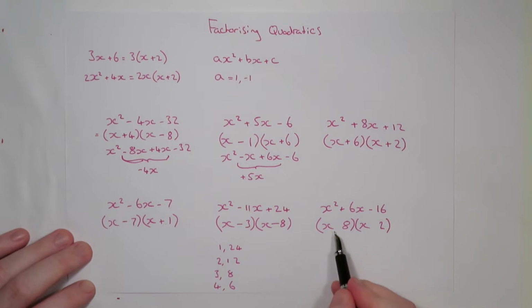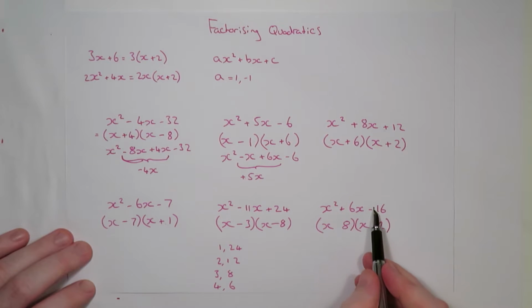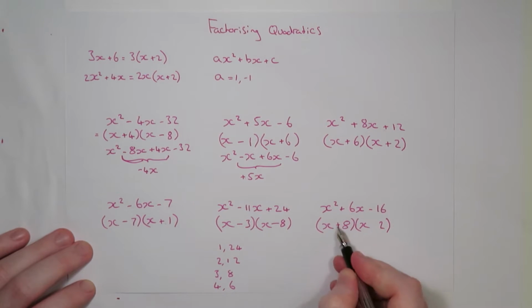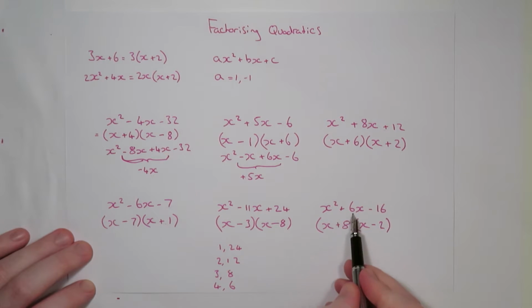Now what way round do these go? One's got to be positive and one's got to be negative, because this number here is negative. So I'm going to put the bigger number as positive and the smaller number as negative, because this number here is positive.